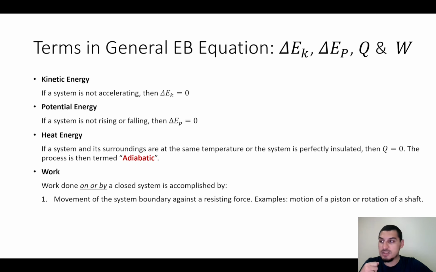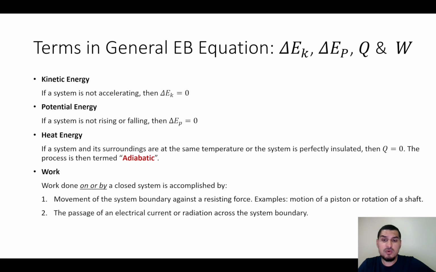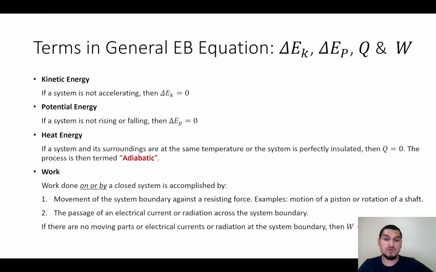The example is what we did last time. We had a piston moving up and down in the cylinder, so the gas was being affected by the motion. So we said there's work because the piston was going up or down. So you can see visually how the boundaries are changing, either by a piston or a shaft or whatever. If there is an electric current or radiation across the system boundary, this sometimes is considered as work. So if there are no moving parts, and no radiation or electric currents, we say that work equals zero.